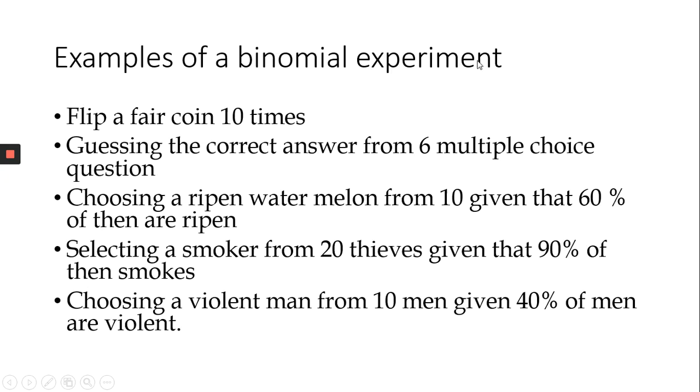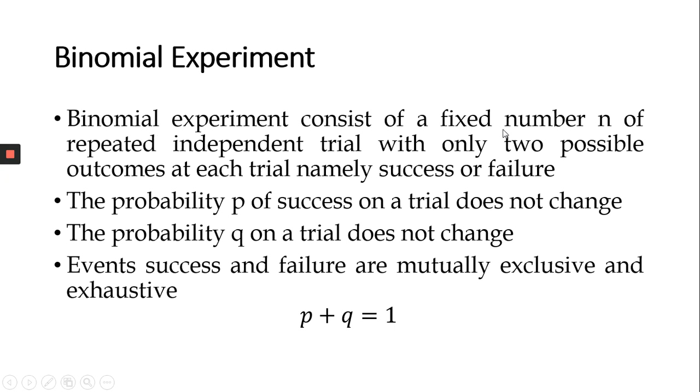Now, what are the examples of a binomial experiment? Let's go back a bit. We've got a fixed number n of repeated independent trials. What do we mean by independent trials? When you flip a coin the first time, and suppose you get a head, when you repeat the same experiment in the second trial, the fact that you obtained a head in the first trial does not influence you getting a head or a tail. So that is what we mean by independent trials. The outcome of the next trial is not dependent on what you obtained in the previous.